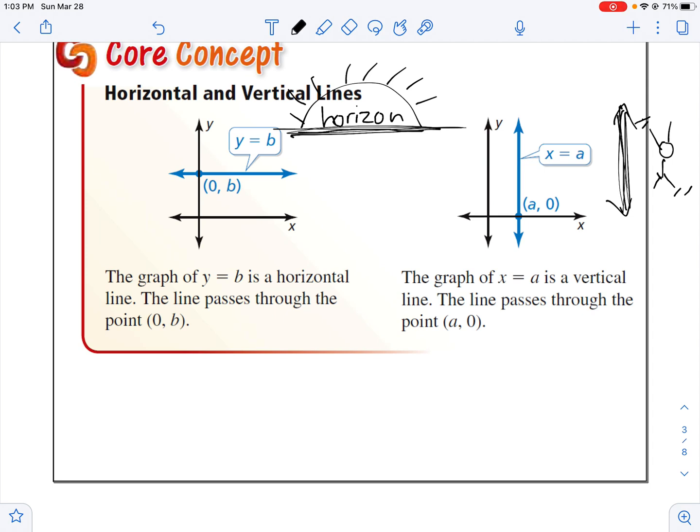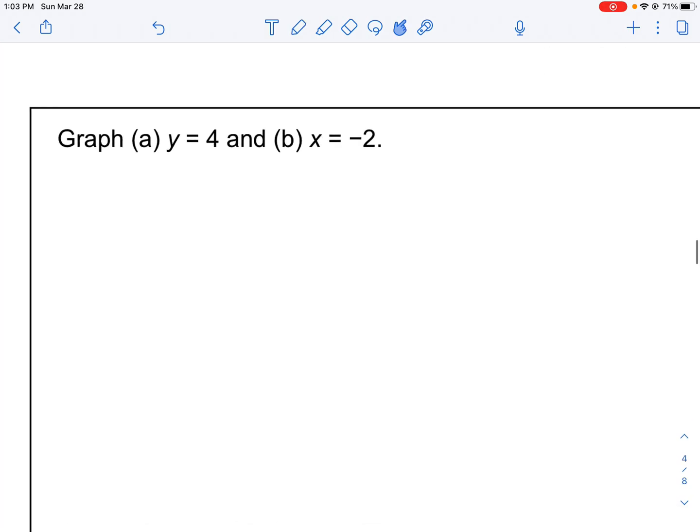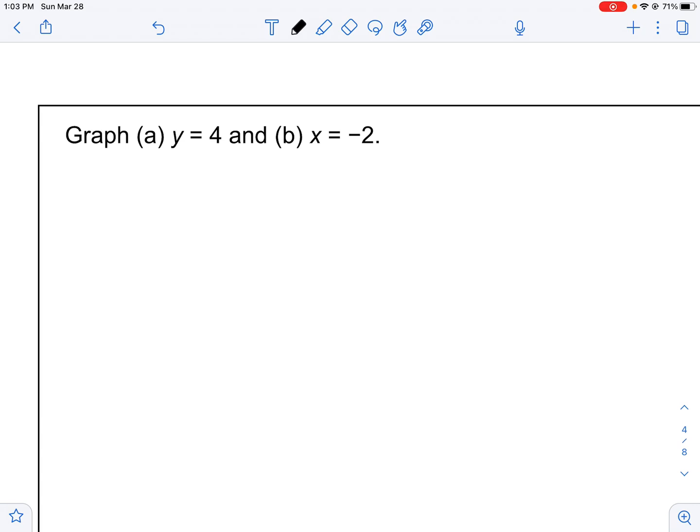Okay. So when you graph those, really, you just go to the number on the correct line and draw it either left and right or up and down. So let's look at this. It's pretty simple. So we have y equals 4.